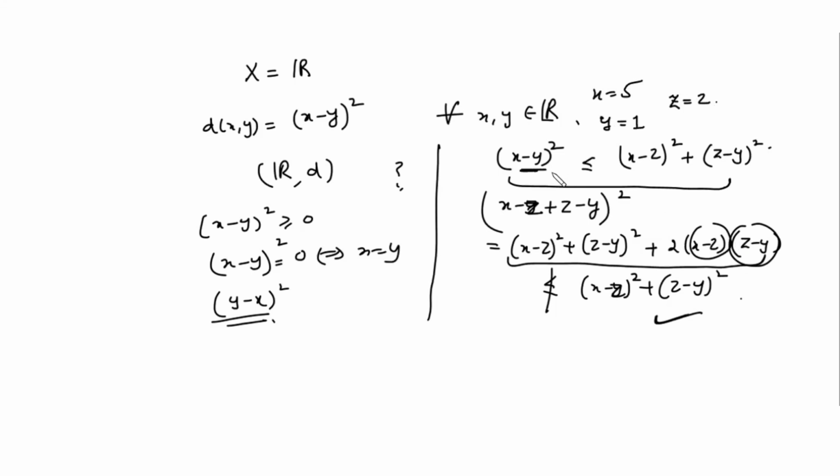(x minus y) whole squared will be (5 minus 1) squared, 4 squared, 16. (x minus z) squared, (5 minus 2), 3 squared, it is 9. (z minus y) squared, 2 minus 1, it is 1. So it is 10, and the other side is 16. Is it true? No, ma'am. So the last property does not hold here.